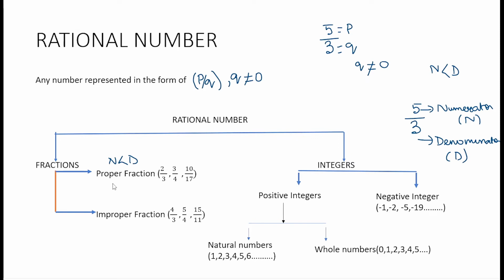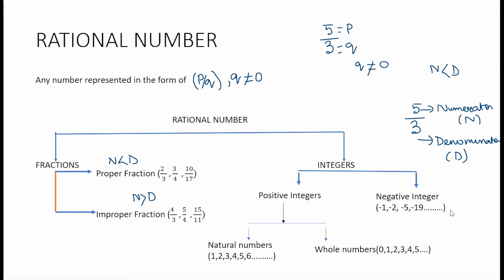3 by 4, 3 is less than 4. So these are examples of proper fractions. An improper fraction is one where the value of the numerator is greater than the denominator, like 4 by 3. Of course 4 is greater than 3, 5 by 4, 15 by 11. So these are examples of improper fractions. Now integers. Integers are divided into positive integers and negative integers. Why do we call it a positive integer? Because before the integer, a positive sign is there or nothing is there.